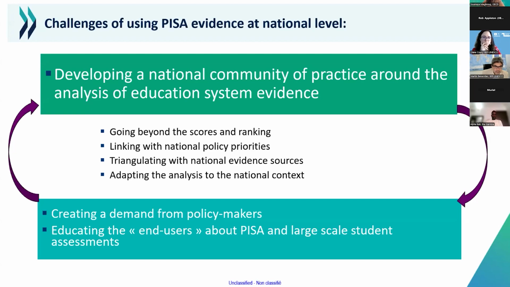And what we see is that often the answer for this is looking at knowledge mobilization as a loop rather than linear relationships. So in countries where this relationship works, often the policymakers are involved from the get-go. So they are involved from the design stage.